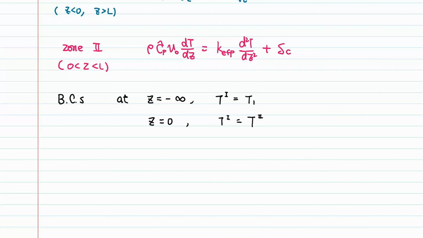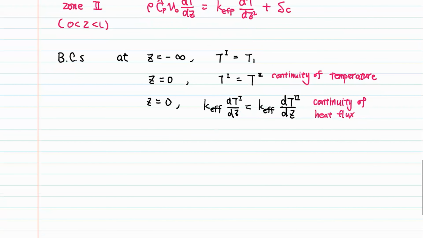And also, at z equals 0, the heat flux should also be continuous. So the heat flux, the effective thermal conductivity times the temperature gradient in Zone 1, will equal the heat flux in Zone 2. We can call this the continuity of heat flux.